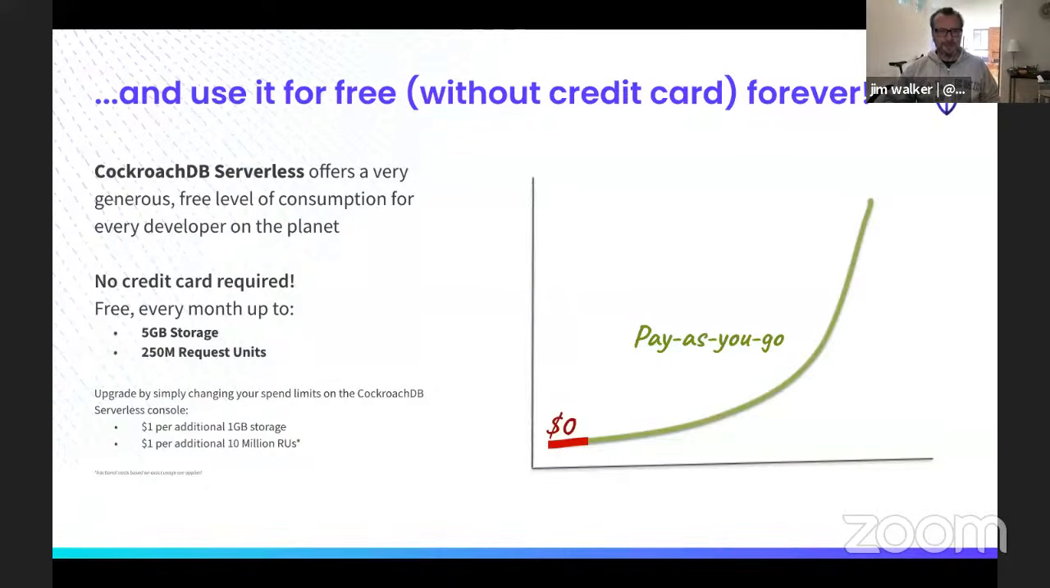This is a relatively new product. This is in beta. There's lots of work still being done here, but it works, I've got to tell you. And then beyond that, if you want to go beyond these spend limits, it's $1 per additional gigabyte and then $1 per additional 10 million RUs. And it's really kind of a pay-as-you-go service.